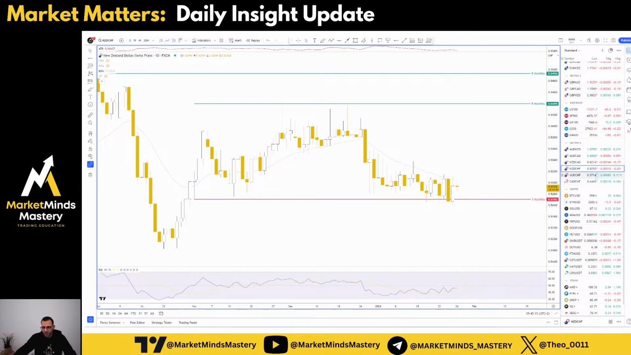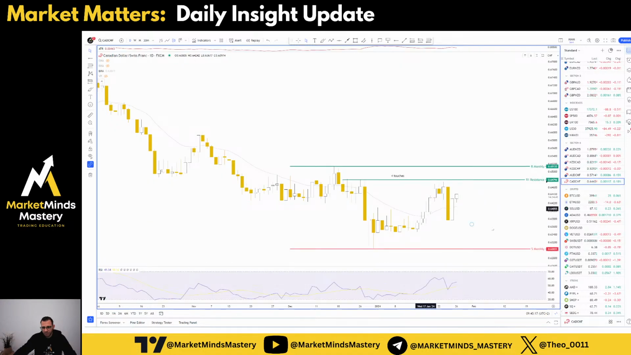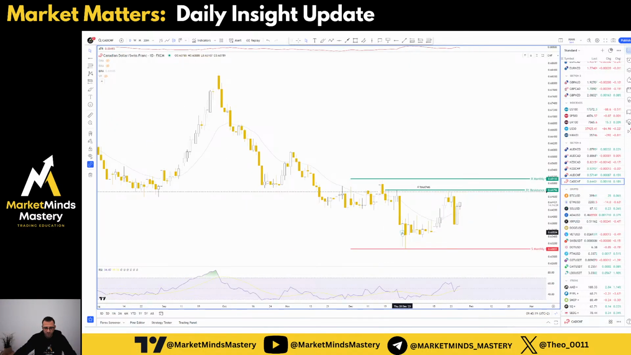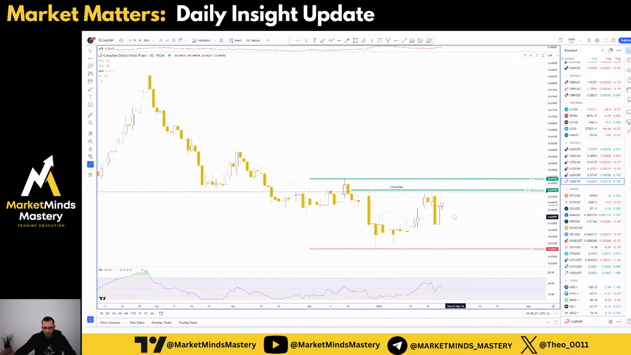The rest: New Zealand, Swiss franc, and Canadian dollar, Swissy. This one here, we said we don't really want to. I'm not looking to trade this one as a downtrend, because the market here... okay, pay attention to these guys.